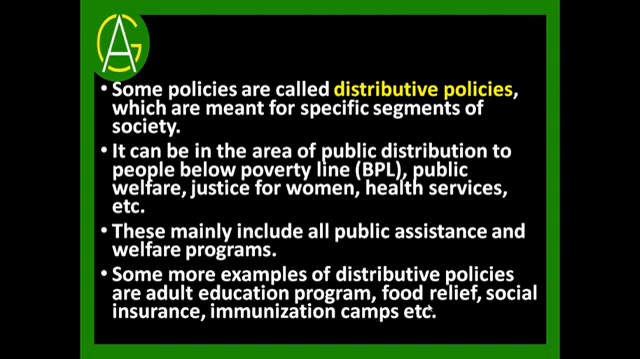Food relief camps: those people who are very much poor or helpless, for them government starts food relief camps. Social insurance scheme is also there. Government has started an insurance scheme under which you need to pay only 12 rupees for the whole year and you get the insurance. Besides that, immunization camps, immunization for small children for certain diseases. This immunization is given free of charge. These are all considered as distributive policies because free benefits are given to this class of people.